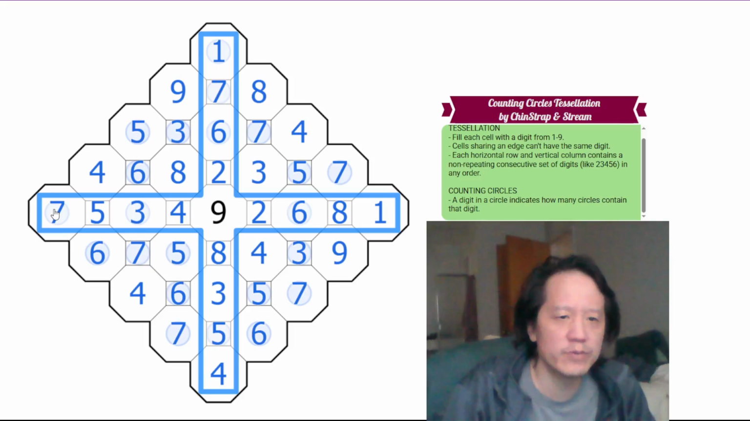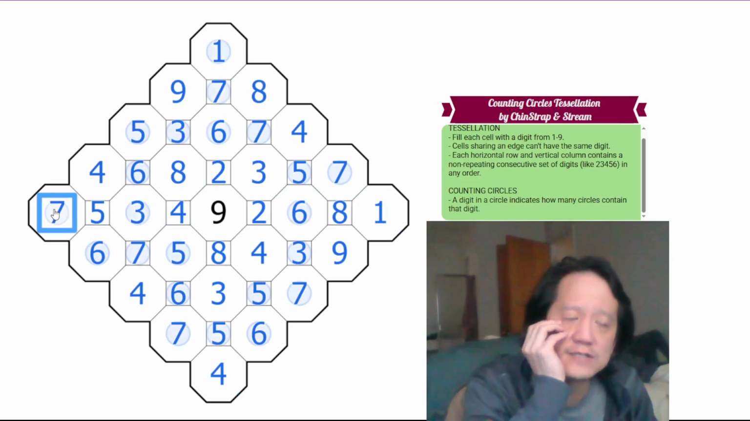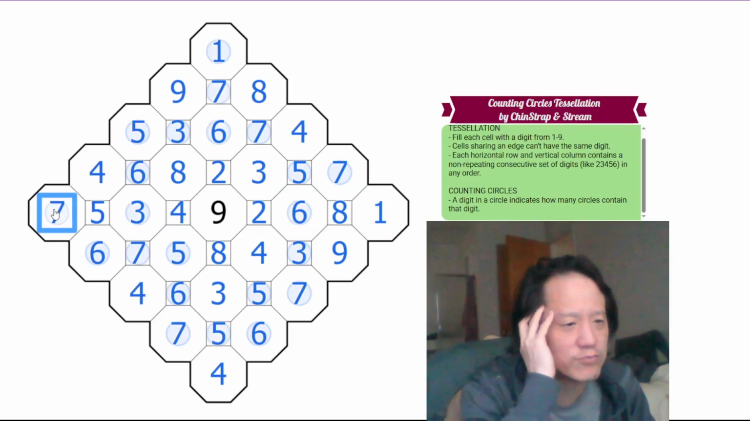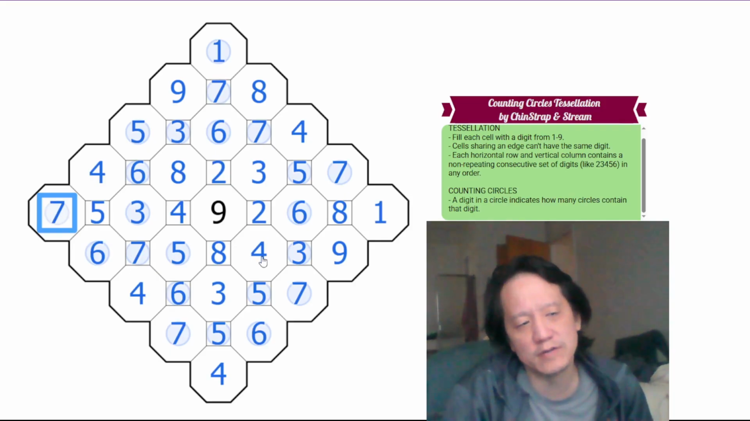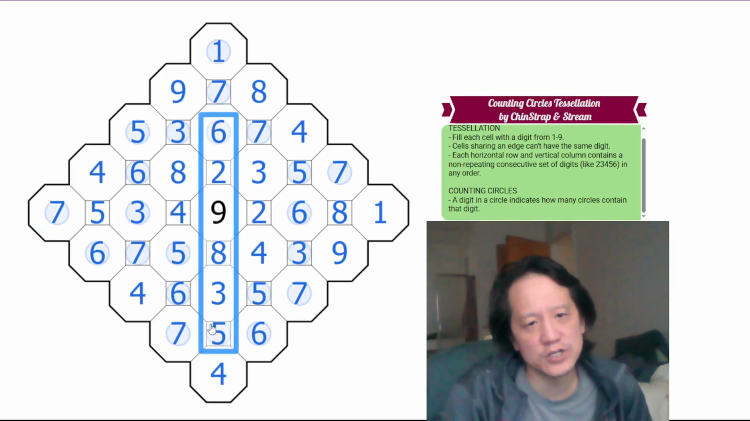Yeah, it's probably a little harder than most tessellations, but it's still not really that difficult. I would put it probably in between easy and challenging. But I guess challenging can be fine since it's slightly harder than easy, I would say.